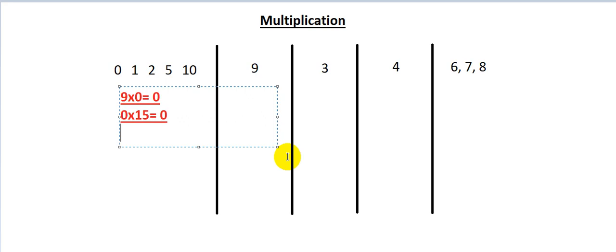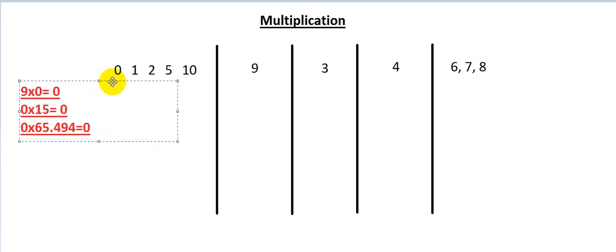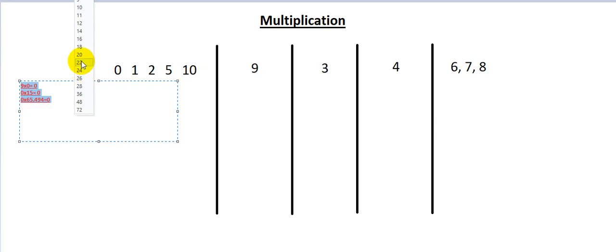It doesn't matter if I'm multiplying 0 with 100, with 150, with 10,000. I can multiply 0 with any number I want. I can just put random numbers in here. Sure, it'll still be 0. So the rule for 0, whenever I multiply a number with 0, the result will always be 0.